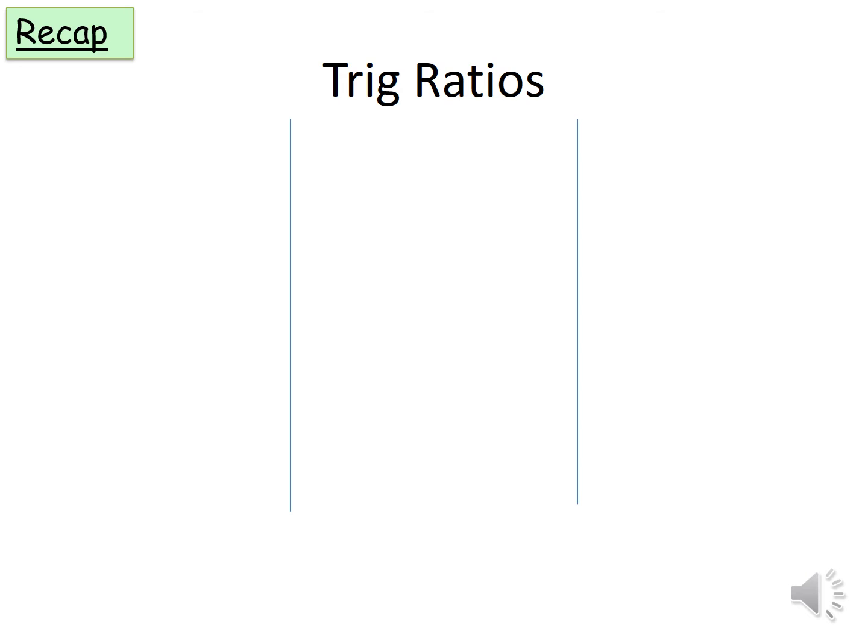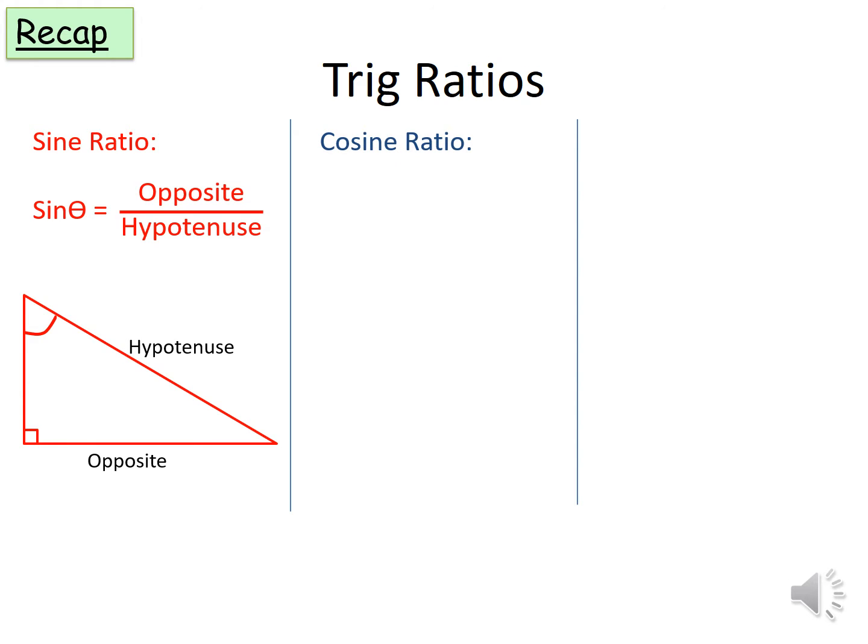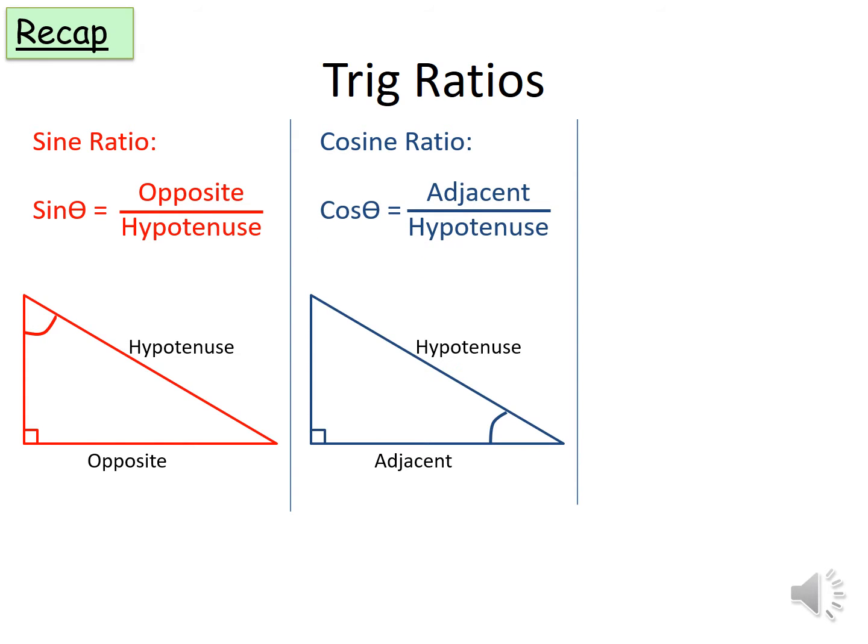Now, quick reminder to label them. If you had the sine ratio, you would have opposite over hypotenuse, and that's what the triangle would look like. You would have your hypotenuse and your opposite. For the cosine ratio, you would have the adjacent over hypotenuse, and the triangle will be hypotenuse and adjacent lengths will be given to you.